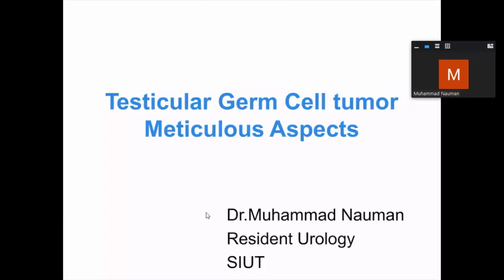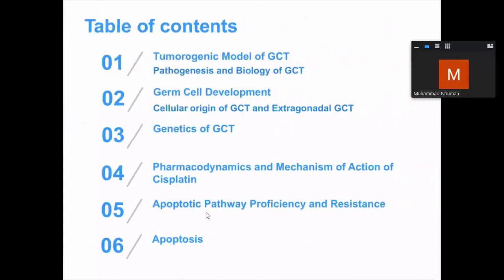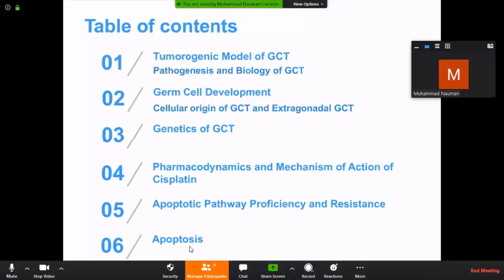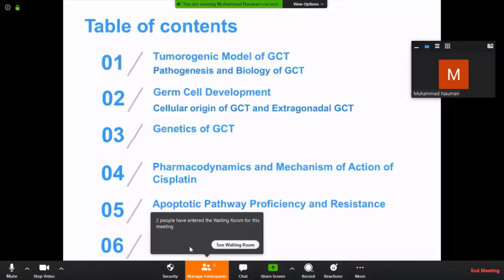SIUT. The topic of presentation is testicular germ cell tumor, meticulous aspects. Today we are going to discuss the tumorigenic model of germ cell tumor, and the pathology and biology of germ cell tumor. We will see some basic germ cell development, and from there the cellular origin of germ cell tumor and extragonadal germ cell tumor, and genetics of germ cell tumor, and then the pharmacodynamics and mechanism of action of cisplatin, then apoptotic pathway, proficiency and resistance, and finally apoptosis.